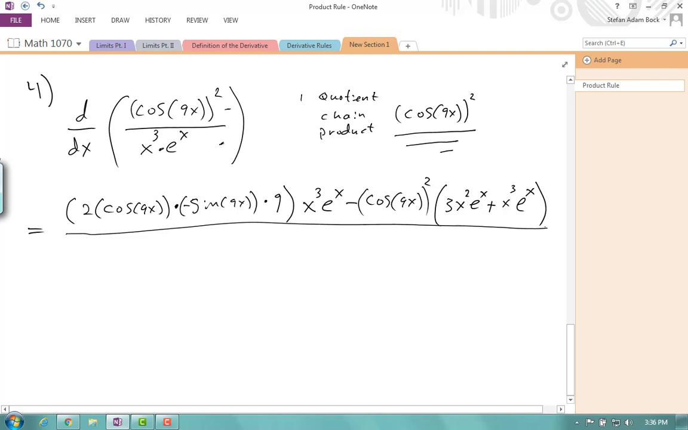And this is all divided by the square of the bottom function. x cubed e to the x quantity squared. So certainly be careful when dealing with your derivatives, and be sure that you're not forgetting any rules. And always check your work.